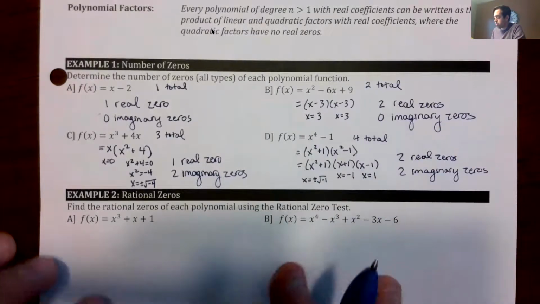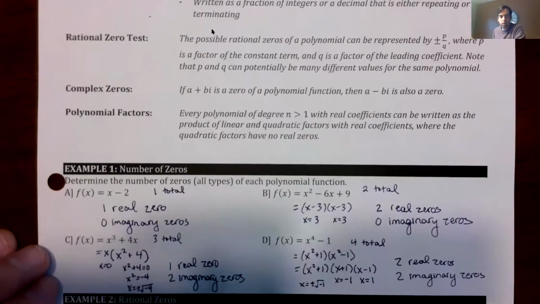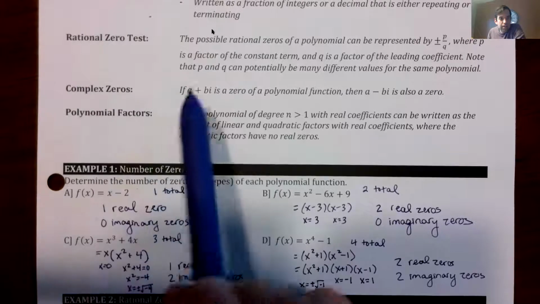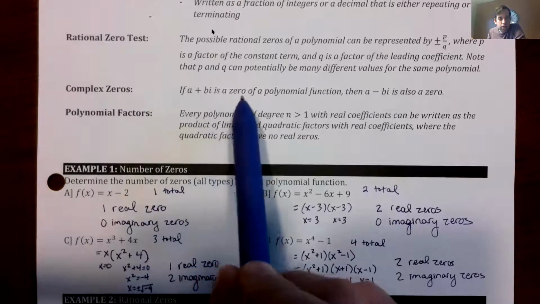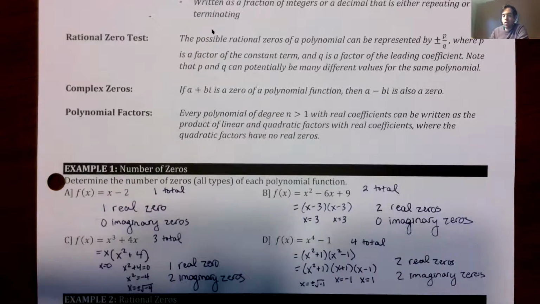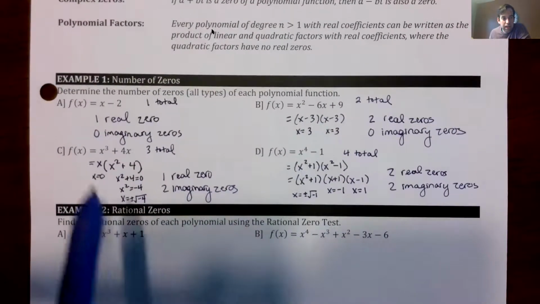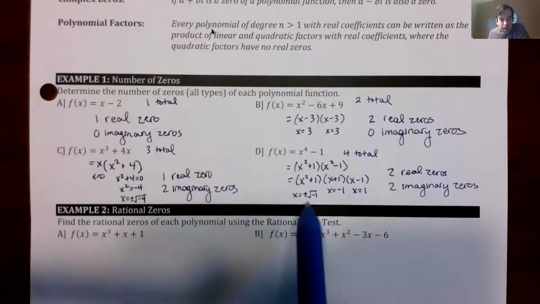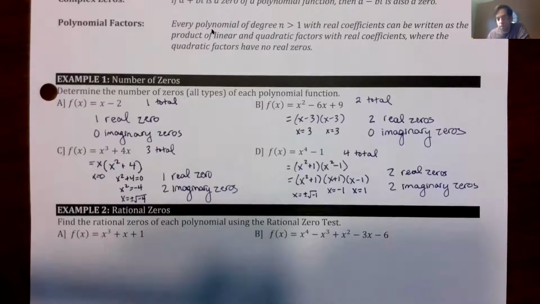I want to take a look up at this complex 0 situation. Back at the top, if a plus bi is a 0 of a polynomial function, then a minus bi is also a 0. What this means is that imaginary or complex zeros always come in pairs, and you can see that in C and D that we just looked at here, right? We had plus or minus the square root of -4 and plus or minus the square root of -1.